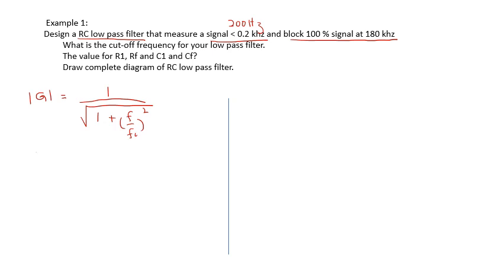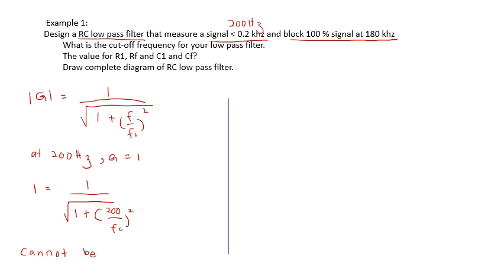Let's say at 200 hertz the gain is equal to 1, because we consider that it will pass 100% of the signal. Therefore our equation becomes 1 equals 1 over the square root of 1 plus (200 over fc) squared. However, if you try to solve this equation, you will find that you cannot solve for fc.